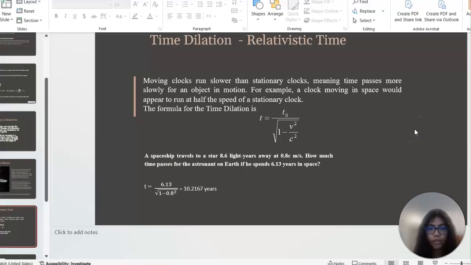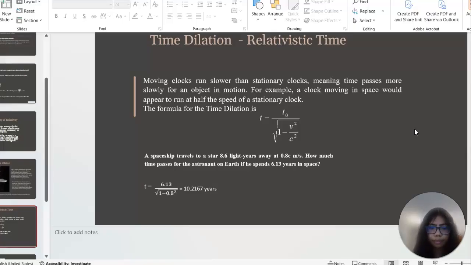Time dilation, relativistic time. Moving clocks run slower than stationary clocks, meaning time passes more slowly for an object in motion. For example, a clock moving in space would appear to run at half the speed of a stationary clock. The formula for time dilation is t equals t0 over square root of 1 minus v squared over c squared.